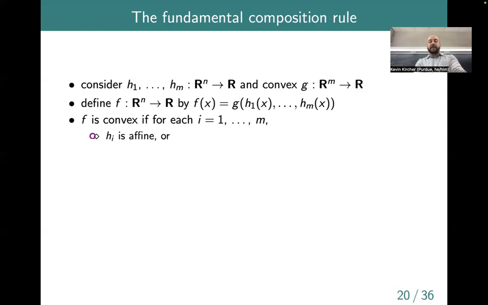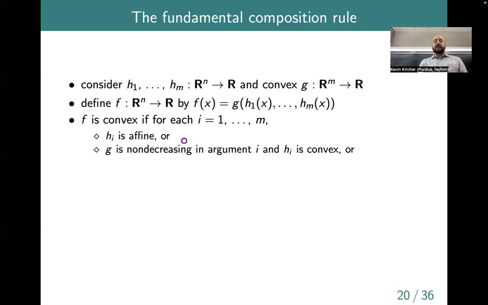So for f, and g we assume is convex. So the outer function here we're assuming is a convex function. Then f, the composition g of the h's, is convex if h is affine. So if each of the h_i has the form A transpose x plus b, so if we take linear or affine equations and stick them into a convex function, the composition is again convex.